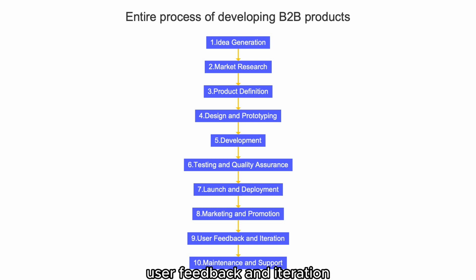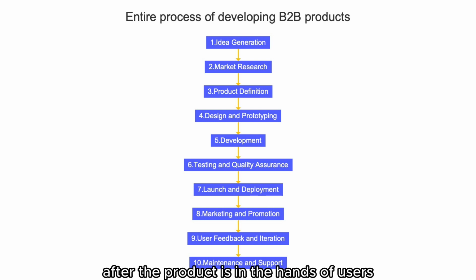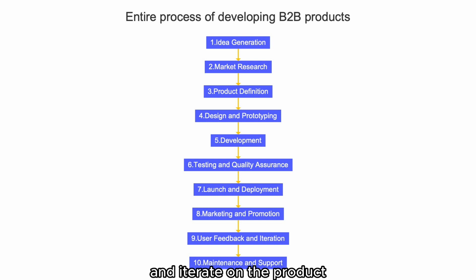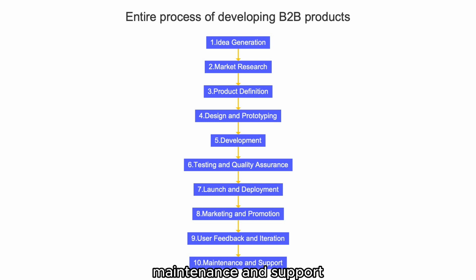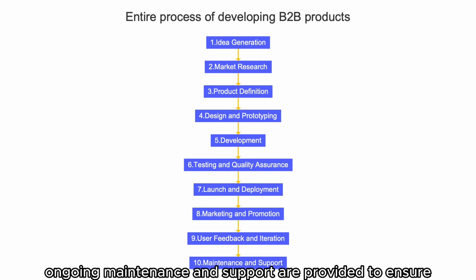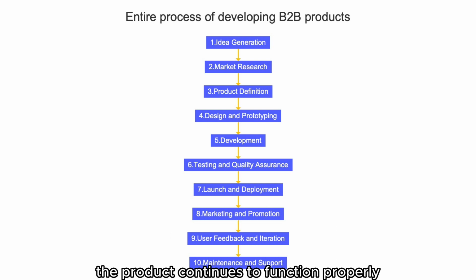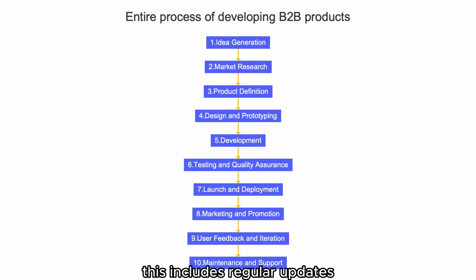User feedback and iteration. After the product is in the hands of users, their feedback is collected and analyzed. This feedback is used to make improvements and iterate on the product, releasing updates and new versions as needed. Maintenance and support. Ongoing maintenance and support are provided to ensure the product continues to function properly and address any issues or bugs that may arise. This includes regular updates, bug fixes, and customer support.